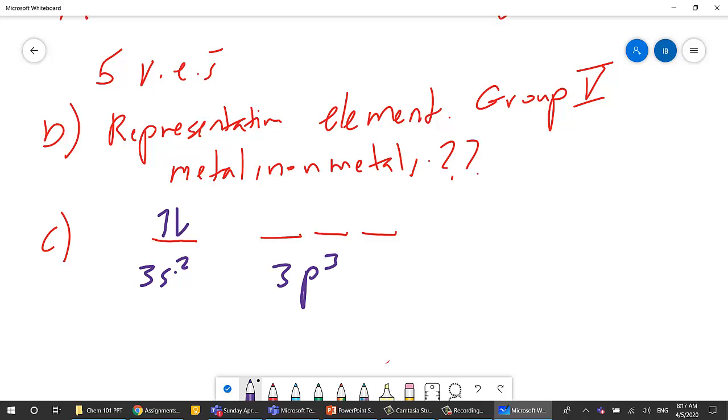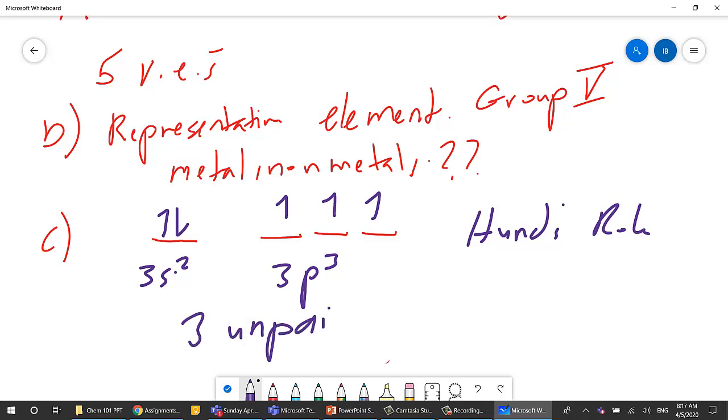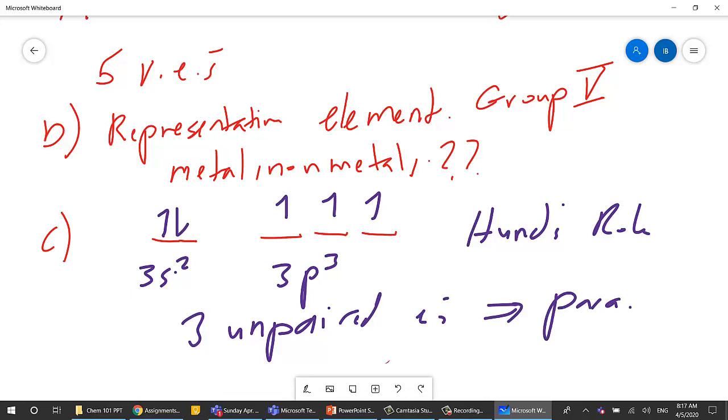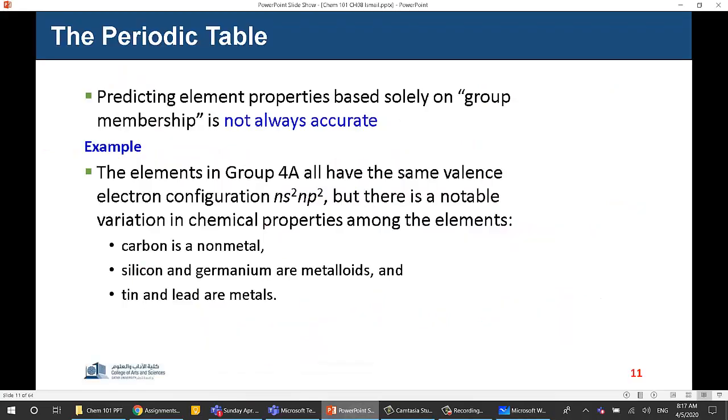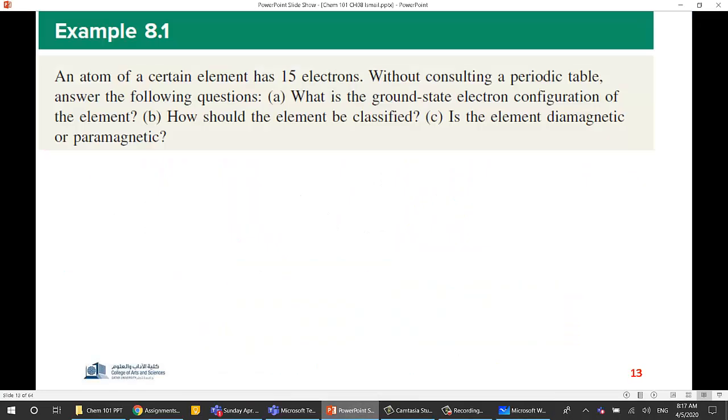So clearly, according to Hund's rule, if you remember, you have 1, 2, 3. We have 3 unpaired electrons here, and this one is paramagnetic. So it responds to a magnet. If you bring this element, it will be attracted to a magnet. So this is a paramagnetic element. This is the solution for this question.